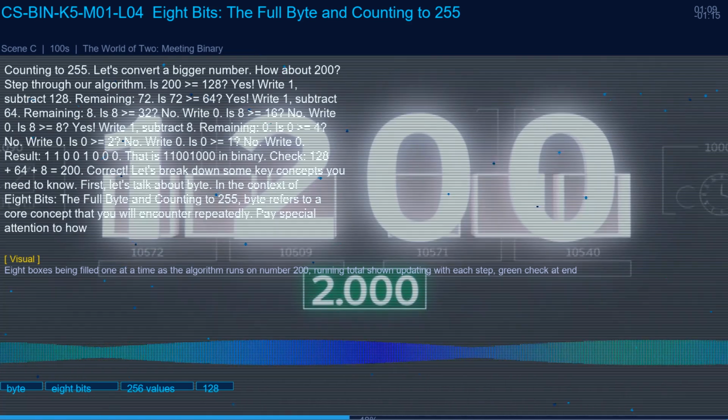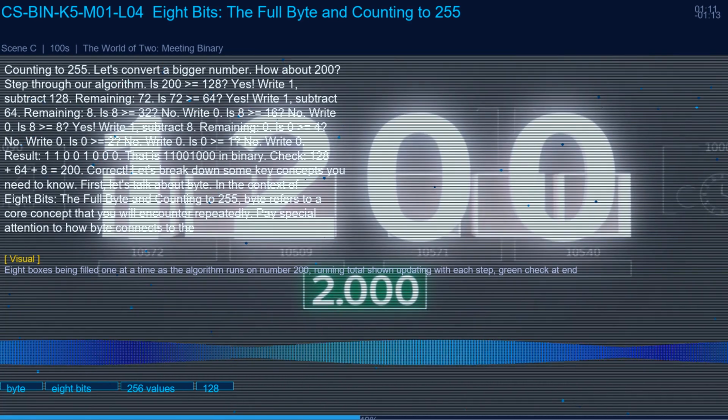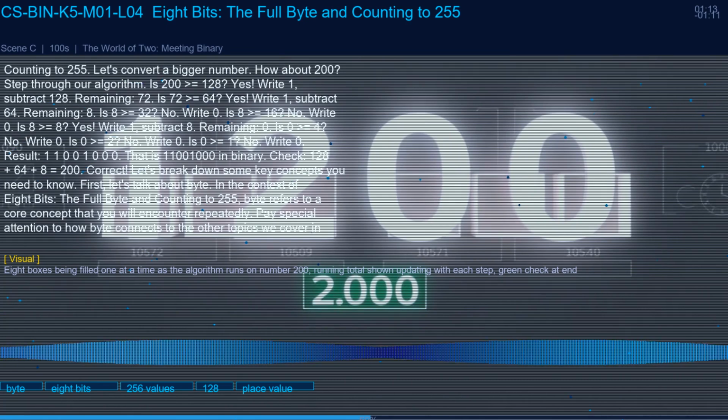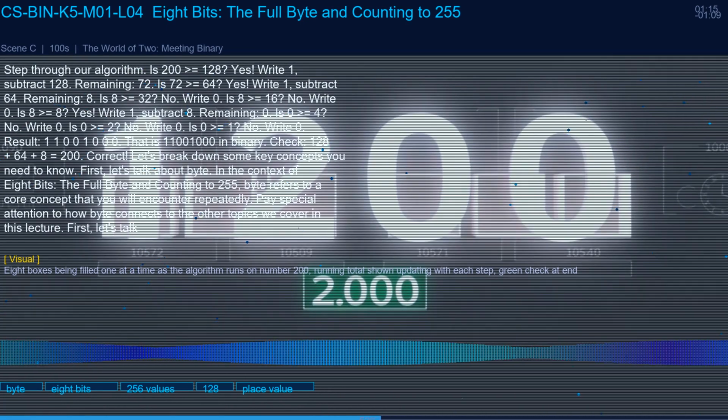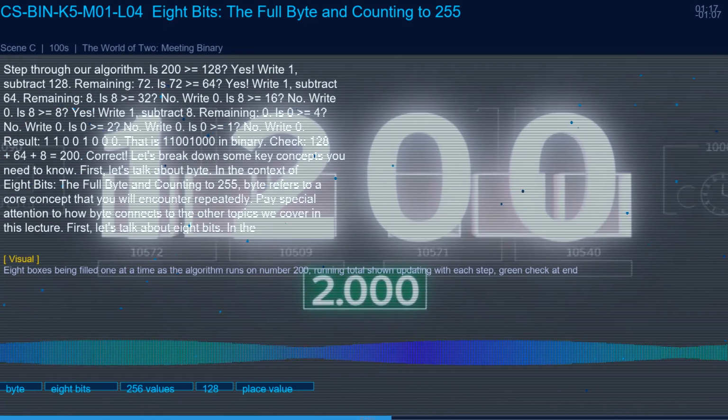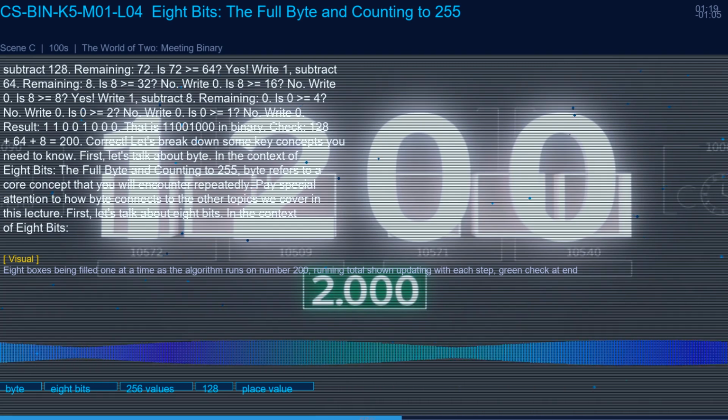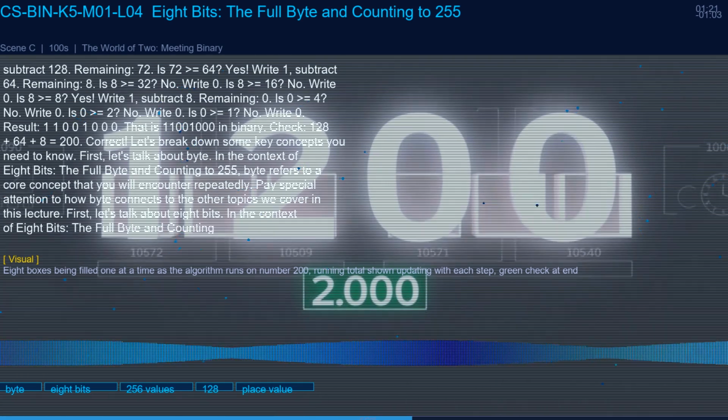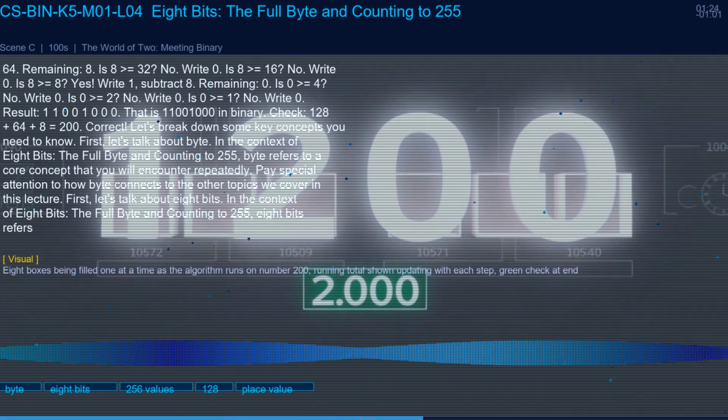Result: 11001000. That is 11001000 in binary. Check: 128 plus 64 plus 8 equals 200. Correct.